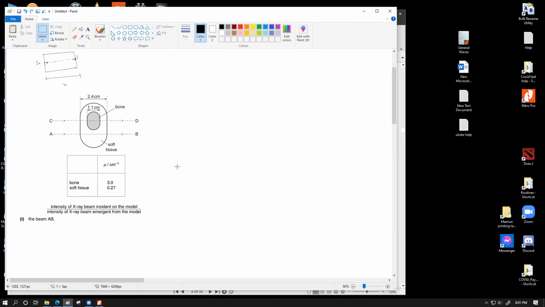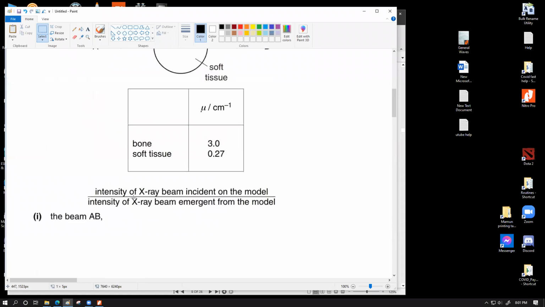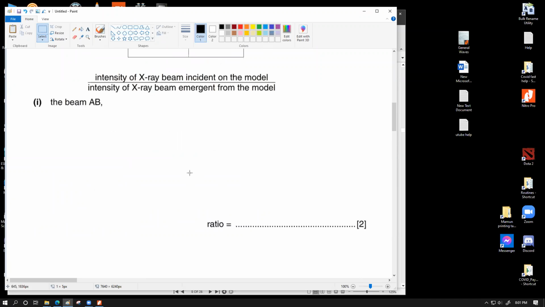Notice this thing: they are asking us to find the ratio. The ratio of what? The question is asking us to find out the ratio of intensity of the X-ray beam incident on the model divided by intensity of the X-ray beam emergent from the model. So emergent intensity should be at the denominator side. The key equation that leads to this calculation looks like this: I equals I naught e to the power minus kx. So we are asked to find out I naught by I. Emergent, so incident divided by emergent.